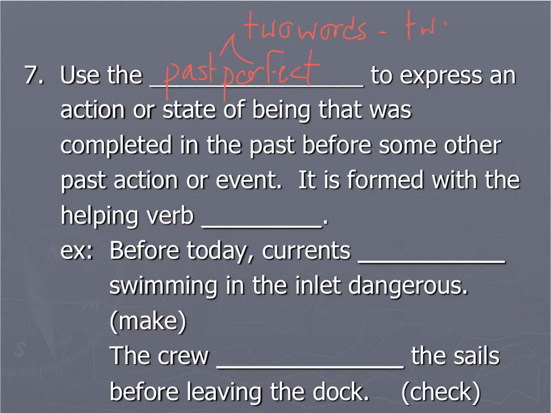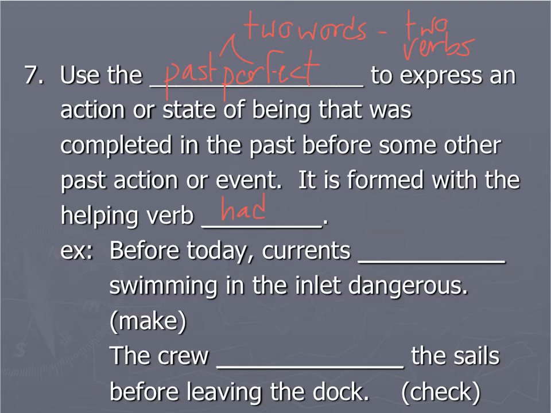Two verbs. Past perfect is used to express an action or state of being that was completed in the past before some other past action or event. And it's formed with the helping verb. Now, past perfect, we need a past helping verb. It's going to be formed with the helping verb had.